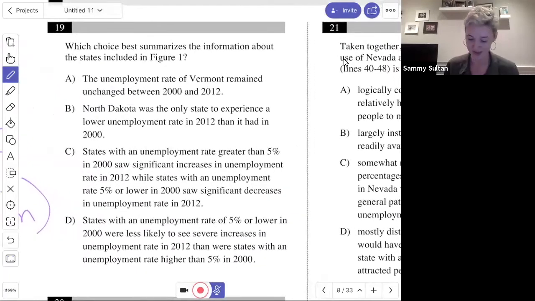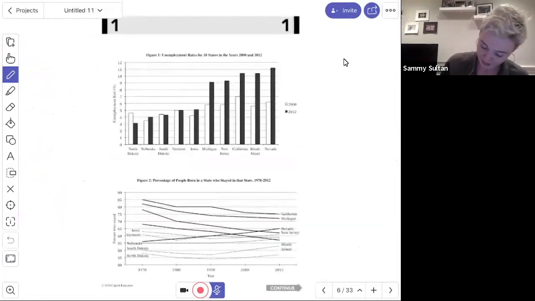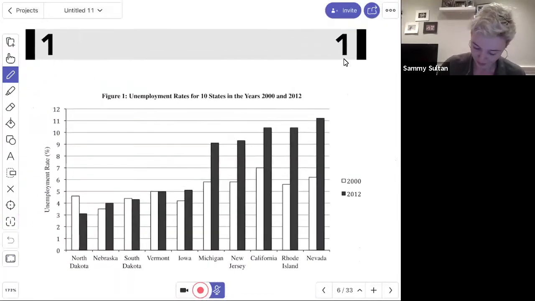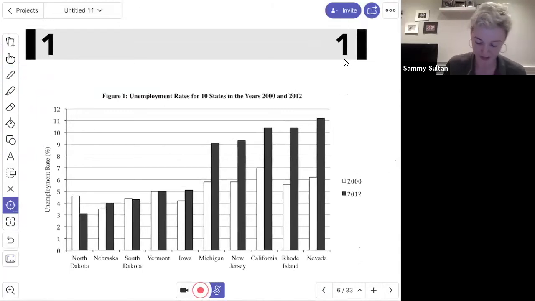Which choice best summarizes the information about the states included in figure 1? All right, well, that'd be good to know what that was. Okay, here is figure 1. Now anytime I'm looking at a graph, I want to read everything there is to read. I want to read the title, obviously, and then ideally both of the axes, what it's measuring. Okay, so we've got unemployment rates for 10 states in the years 2000 to 2012.